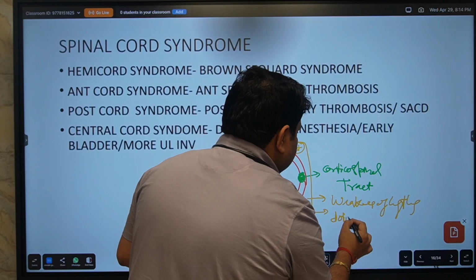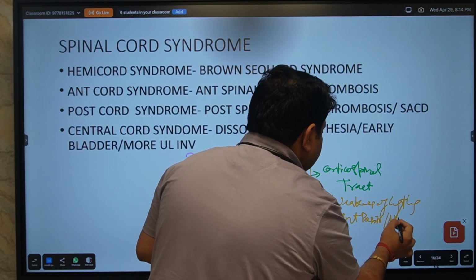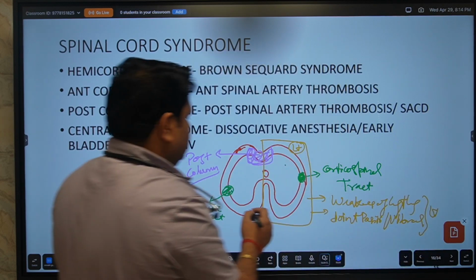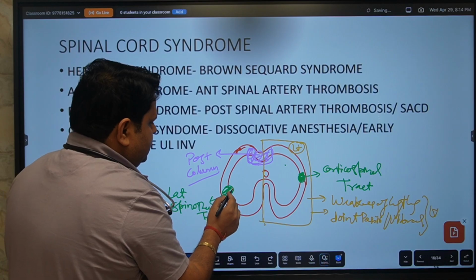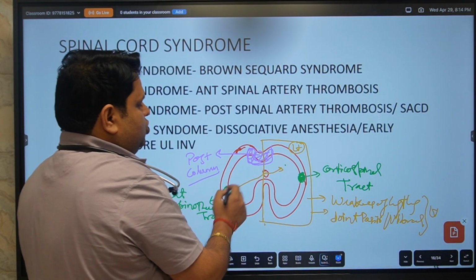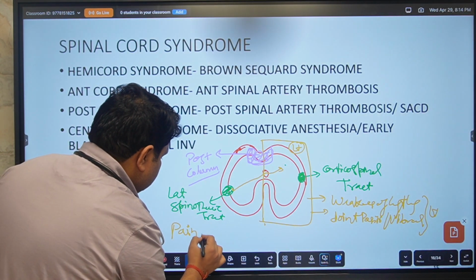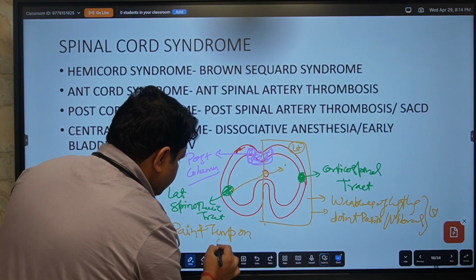loss of joint position, vibration on the left leg, but because the lateral spinothalamic tract crosses the midline and reaches the opposite side, pain and temperature are lost on the opposite side.